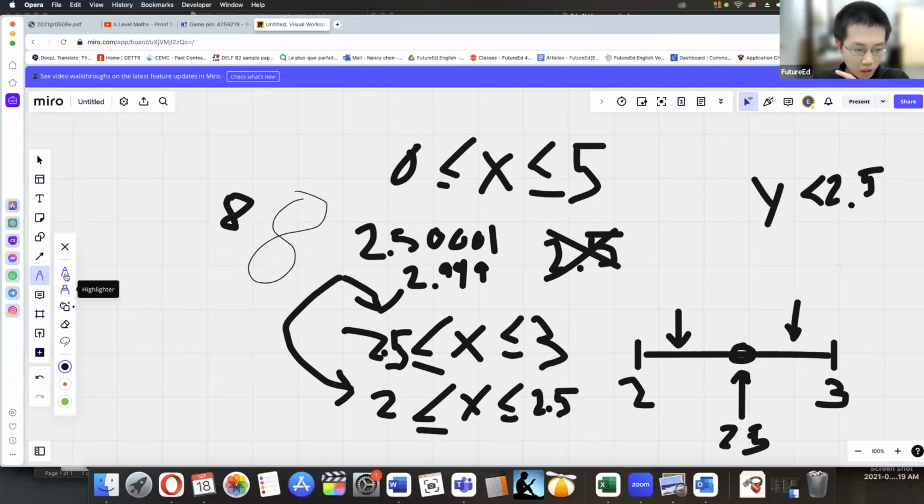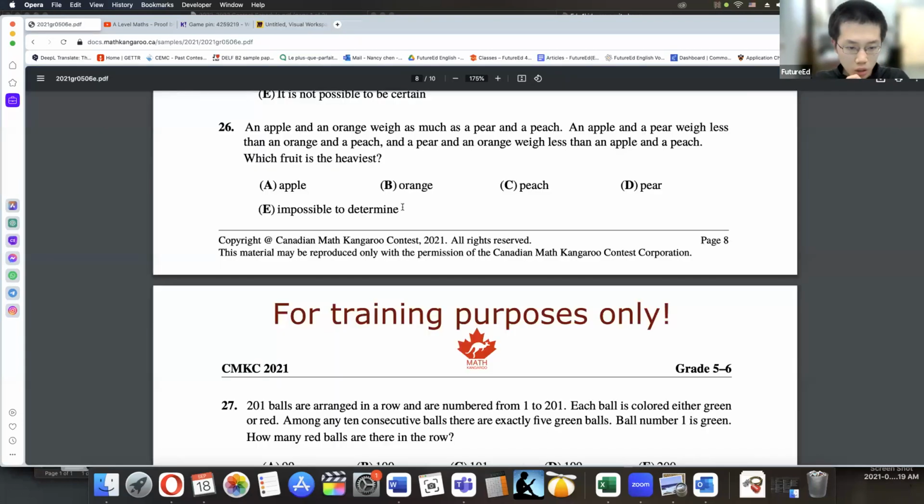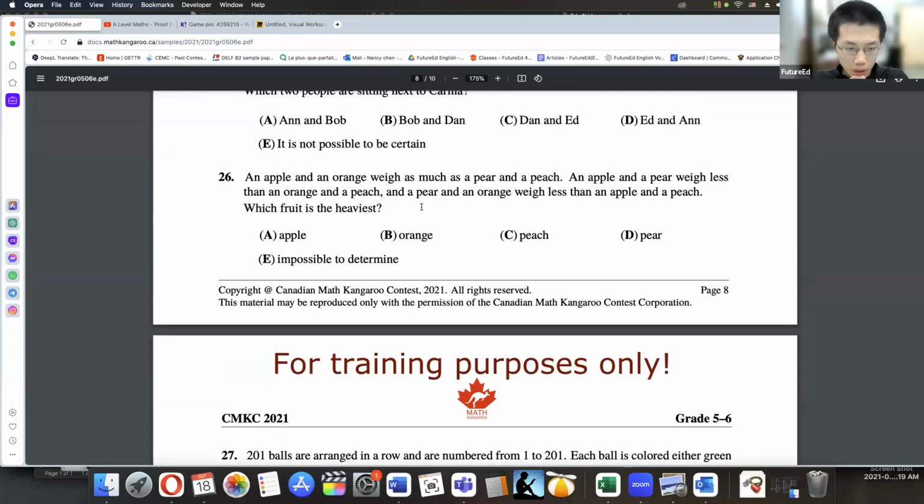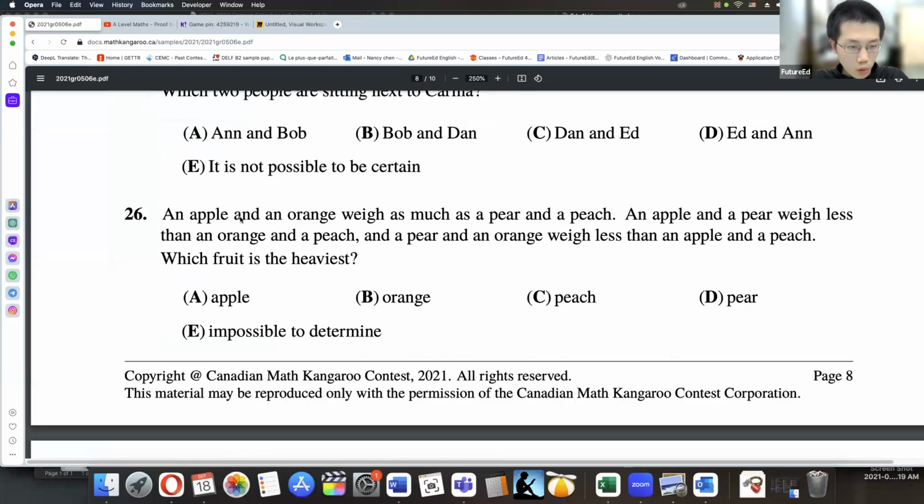But starting from here, I'm going to take a question from the 2021 grade 5 to 6 math kangaroo. I don't think you guys have seen this one before. Do I have any volunteers who would like to read question 26, please? Ryan, could you read question 26? This text highlight over here.